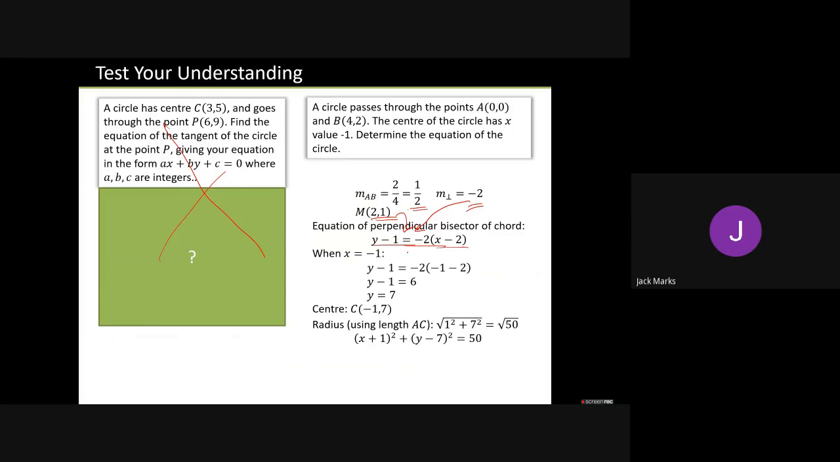You could simplify, but without even simplifying, you put in the value that is known, that's -1, and it will return a y value. You now have your center. A bit of Pythagoras to finish will give you your radius as well.